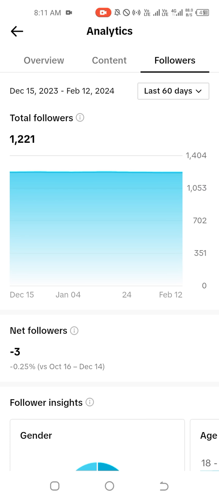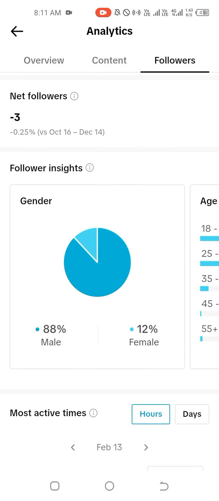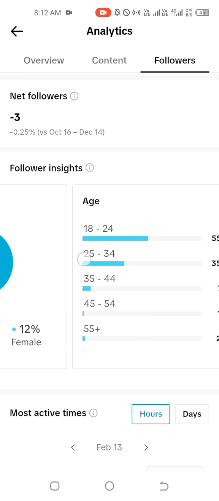Okay, followers. In the last 60 days, how many followers did I gain? I gained 1221 followers. Here's the complete graph and follower insights. Male or female? Males are 88%, females 12%. That's great.